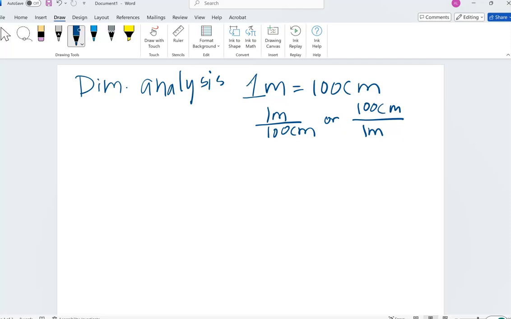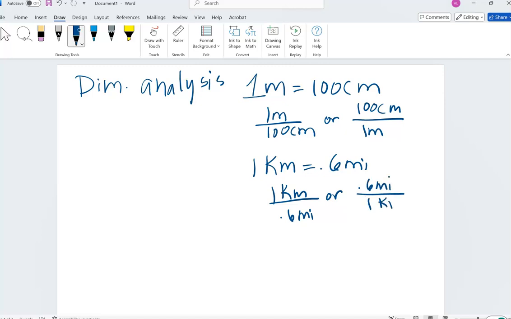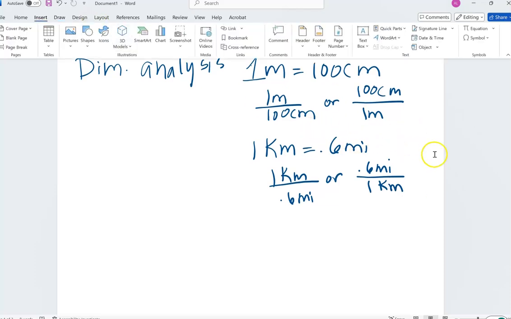I could use another equality. I have 1 kilometer is equal to 0.6 miles. I can change that into 2 conversion factors. I could say 1 kilometer is the same as 0.6 miles, or I could say 0.6 miles is the same as 1 kilometer. Okay, so I'm going to use these conversion factors to convert from one unit to another.